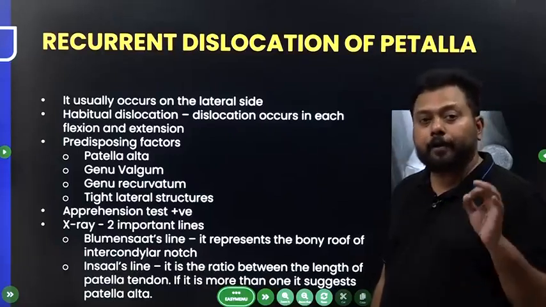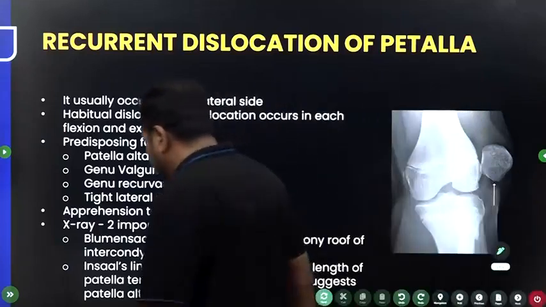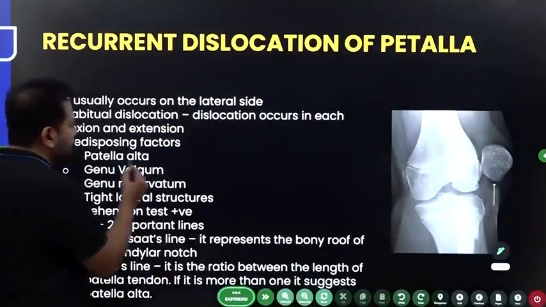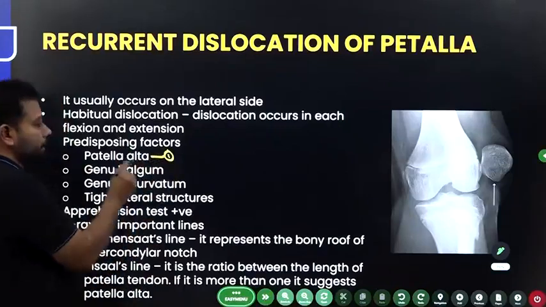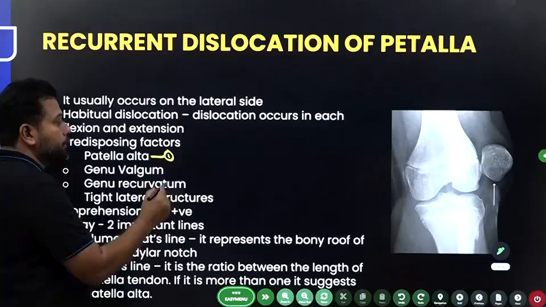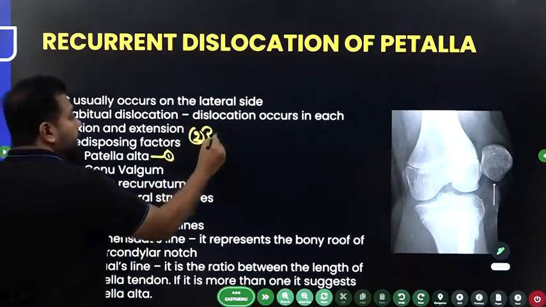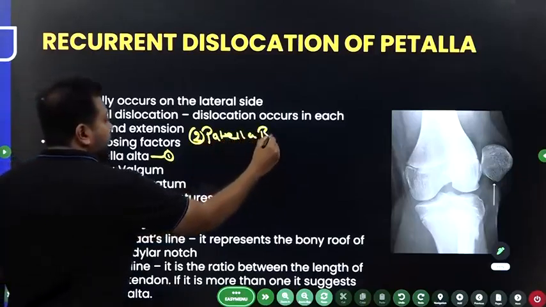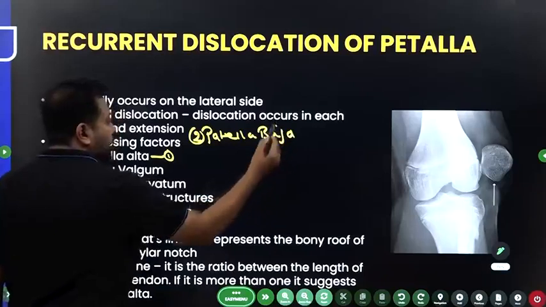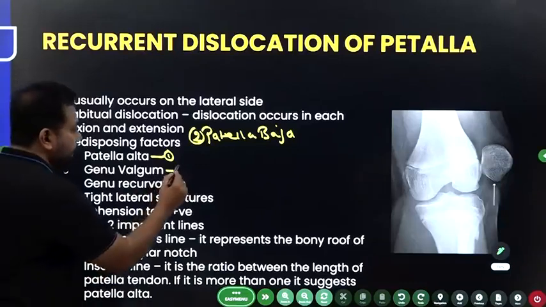When somebody is going for recurrent dislocation of the patella, what are the predisposing factors? What are the causes? Number one cause, abnormally high-lying patella. That is called patella alta. Number two cause, abnormally low-lying patella. That is called patella baja, B-A-J-A. Pronounced as Baya. Not Baja, Baya. Okay, patella baya. Number 3, genu valgum.